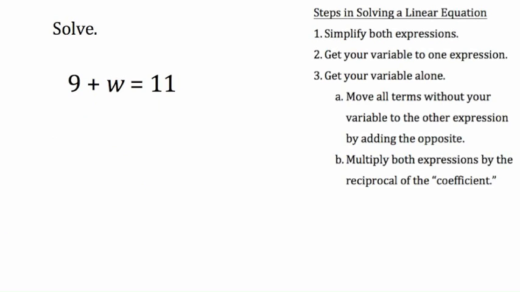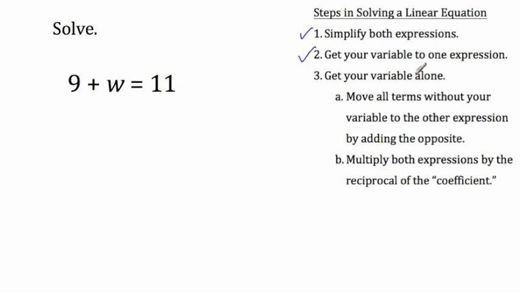Let's take a look at one final example. 9 plus w equals 11. Again, the directions are to solve, which means we're finding the solution set to an equation. We're going to follow the steps in solving a linear equation, and step 1 is to simplify both expressions. Taking a look at each of these expressions, if you go through the steps in the order of operations, there would be nothing you could do. So both expressions are already simplified. Step 2 is to get your variable to one expression, and our variable is w, and it's only in the left-hand expression. So step 2 is already done.